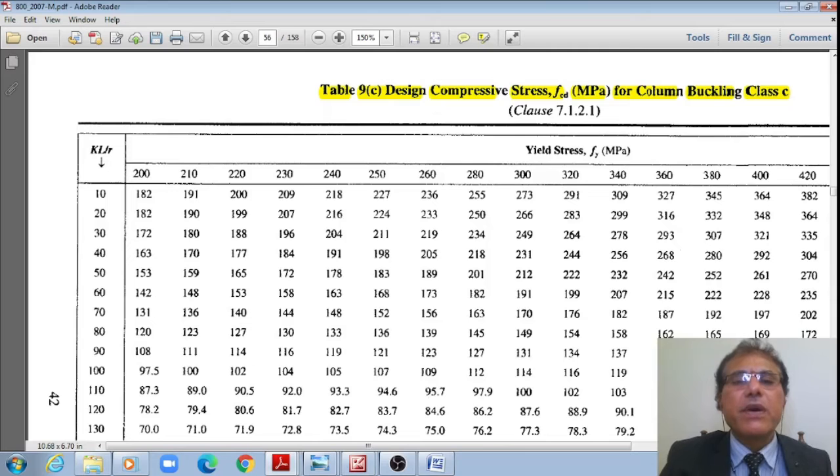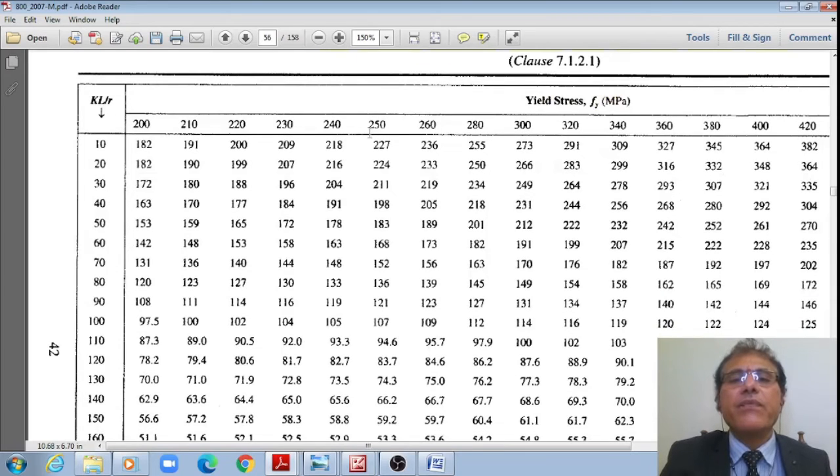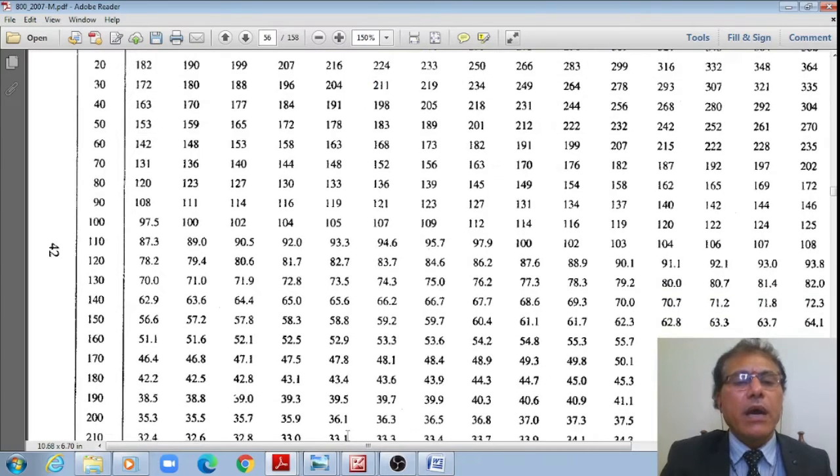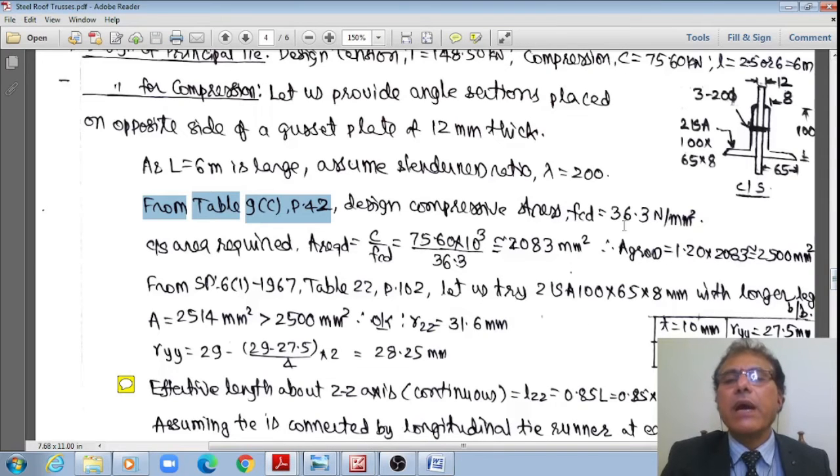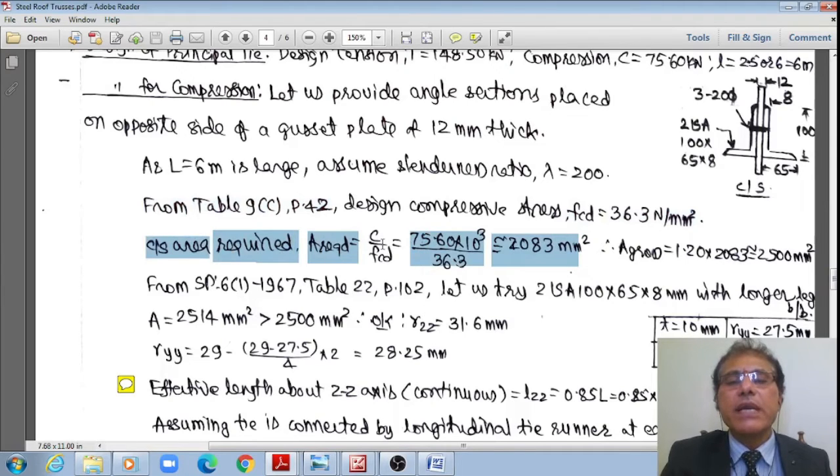Yes, I'm there in page number 42. Therefore, for Fy equal to 250 and slenderness 200, I have FCD just 36.6 only. If I'm recalling that value, FCD is equal to 36.6. Therefore, the cross-sectional area required, A, is equal to the design compression force 75.6 kN divided by 36.3. It works out to say 2083 mm square.